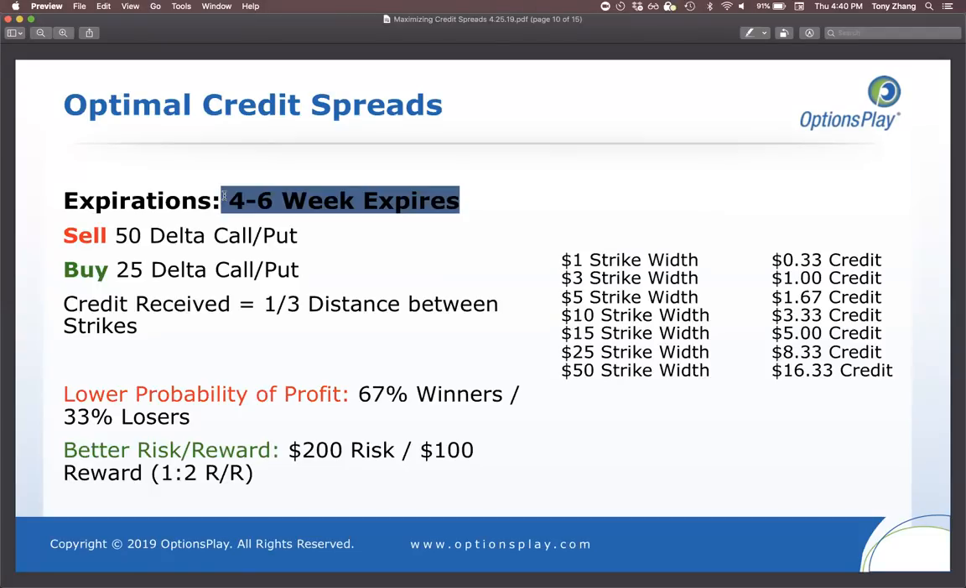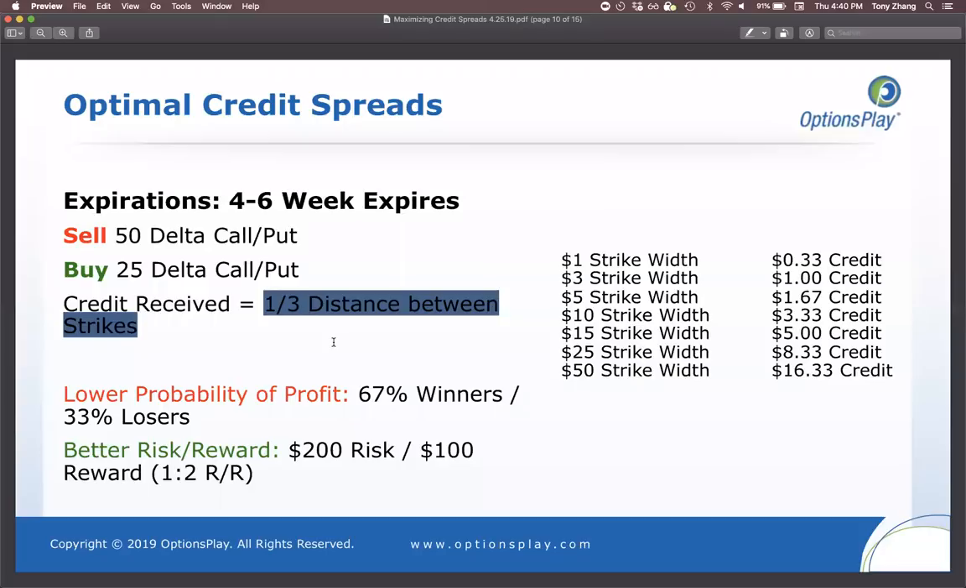On the credit spreads that we sell in our trading room, we exclusively sell 4 to 5 week credit spreads, and we always sell the 50 delta call or put, so the at the money call or put, and then we always buy back the 25 delta call or put to cap our risk. When we follow this strategy, the credit that we receive is roughly going to be a third of the distance between the two strikes.